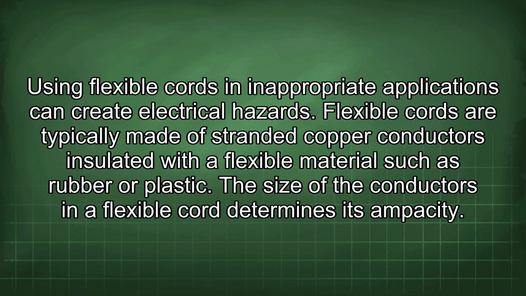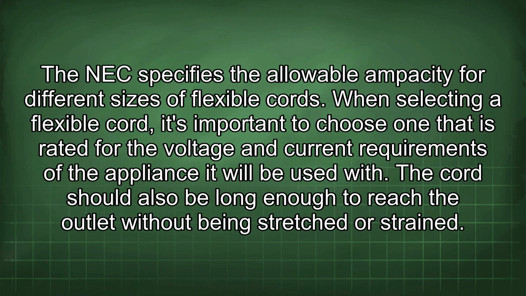Flexible cords are typically made of stranded copper conductors insulated with a flexible material such as rubber or plastic. The size of the conductors in a flexible cord determines its ampacity. The NEC specifies the allowable ampacity for different sizes of flexible cords. When selecting a flexible cord, it's important to choose one that is rated for the voltage and current requirements of the appliance it will be used with. The cord should also be long enough to reach the outlet without being stretched or strained.